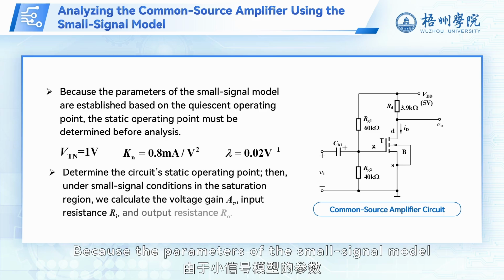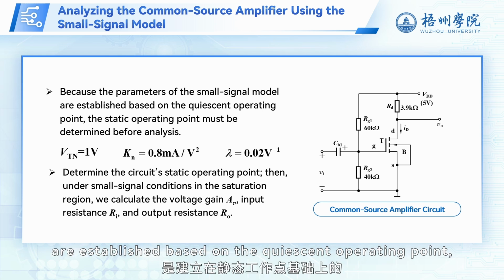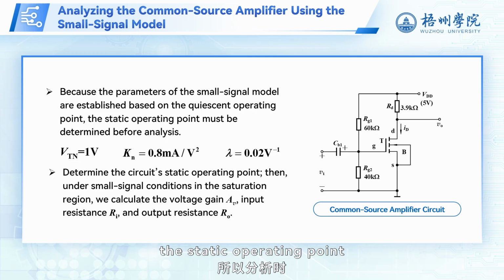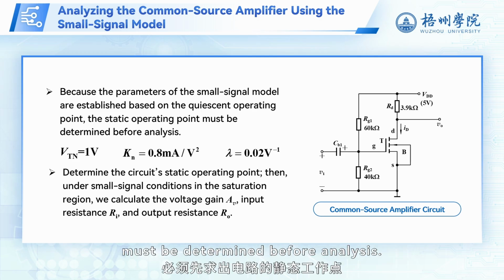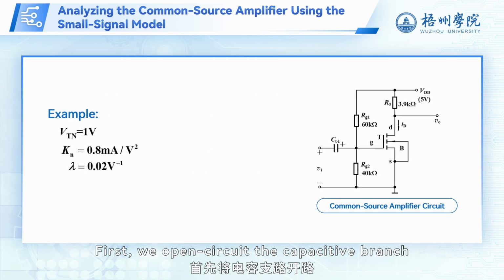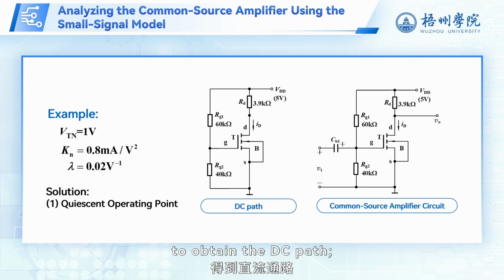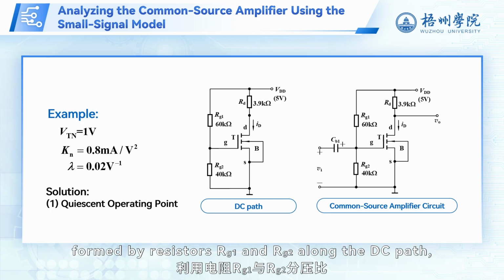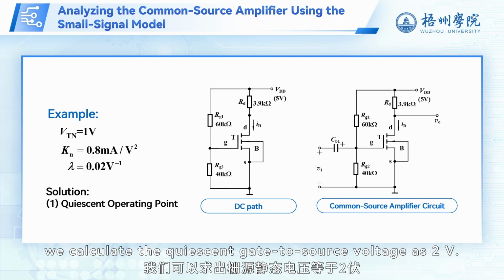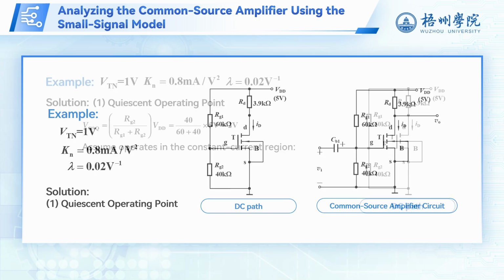Because the parameters of the small signal model are established based on the quiescent operating point, the static operating point must be determined before analysis. First, we open circuit the capacitive branch to obtain the DC path. Using the voltage divider formed by resistors R_G1 and R_G2 along the DC path, we calculate the quiescent gate-to-source voltage as 2 volts.